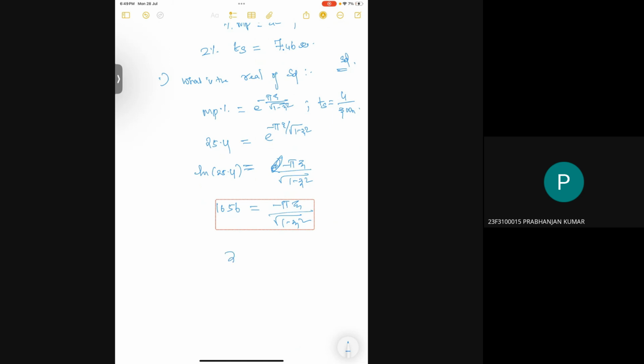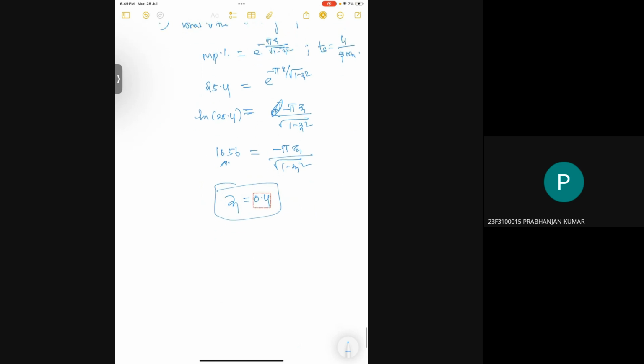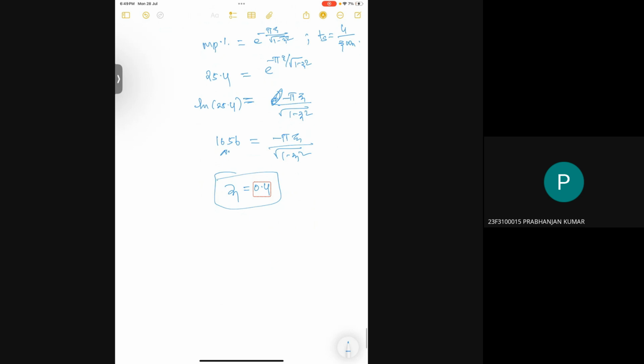Okay, this is giving me zeta equal to 0.4. So calculate it offline and find. I think this is a mistake. This number is some mistake. So I'm not going to spend time here. Just find with the zeta value as 0.4.